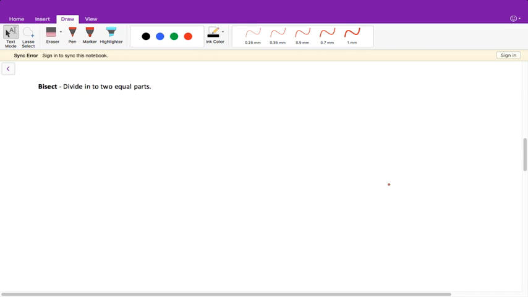All right, this is something that we've already discussed in detail in class, so you should already know this one. All right, now the next word that you need to know is bisect. And bisect is when you divide into two equal parts. Now this can occur in two ways. We can bisect segments.